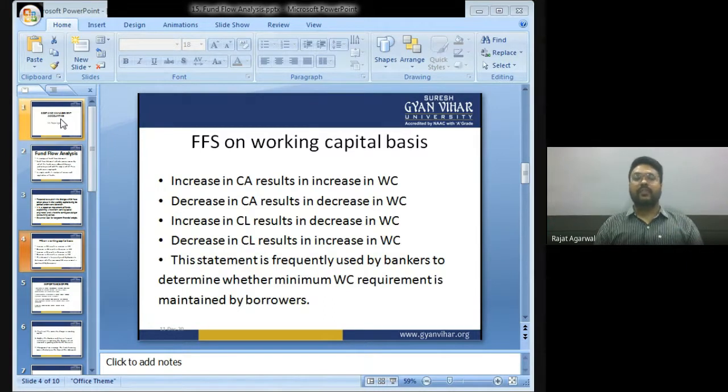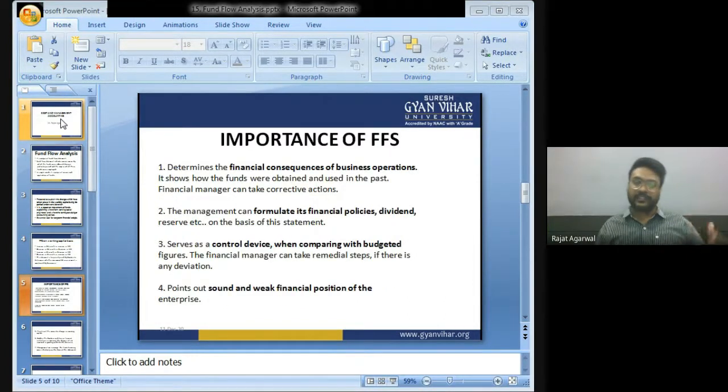Then we have discussed the fund flow statement on working capital. How do you calculate working capital? I told you working capital is calculated as current asset minus current liability. An increase in current asset results in an increase in working capital. A decrease in current asset results in a decrease in working capital. An increase in current liability results in a decrease in working capital. A decrease in current liability results in an increase in working capital. So this we have already discussed in the previous class. We have made a revision.